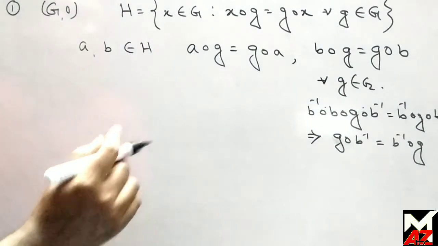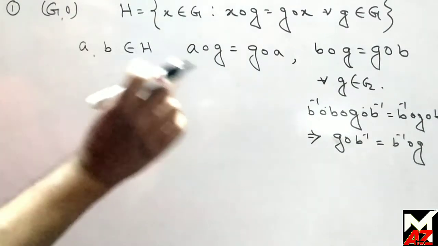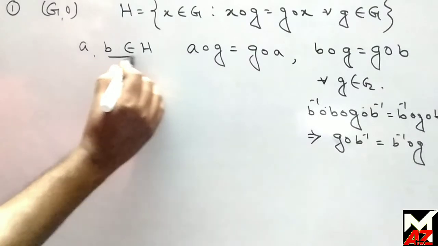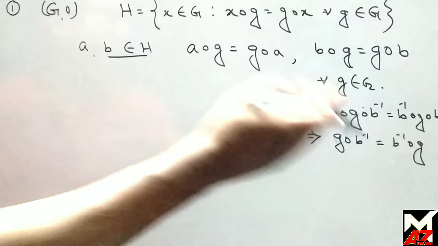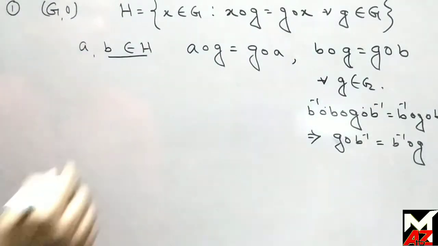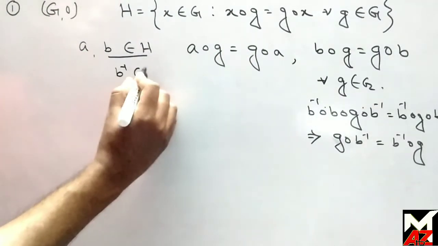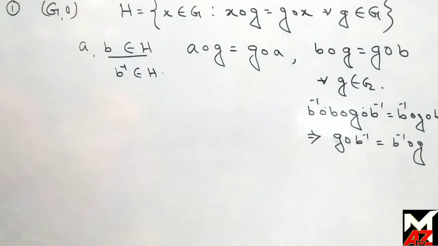Now we see that if b belongs to H, then b inverse also commutes with all g. Then b inverse also belongs to H.